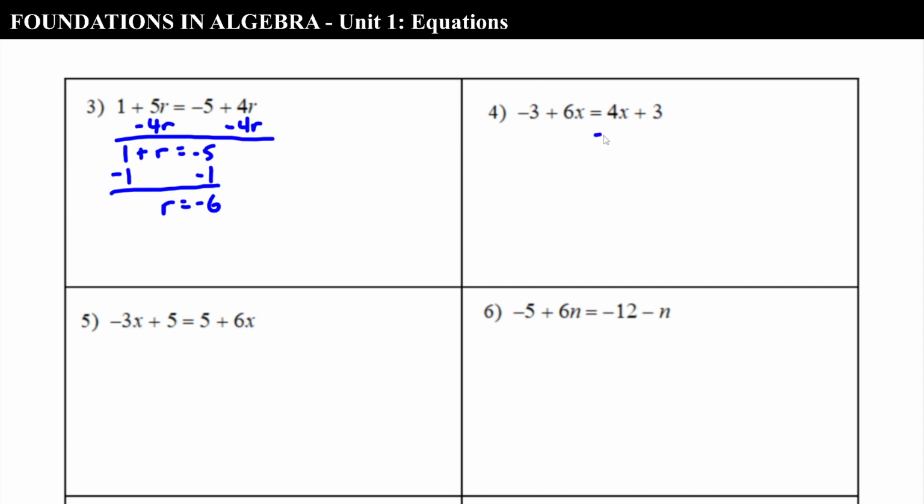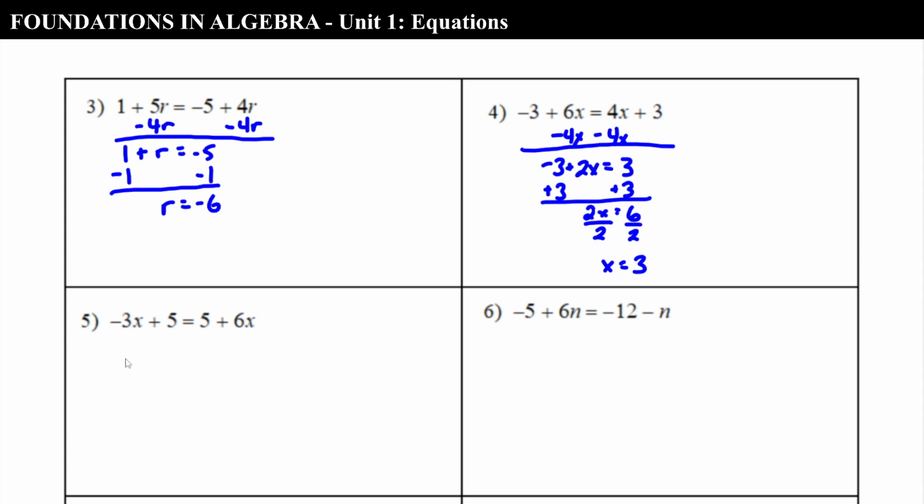For the next one, let's subtract 4x from each side. That's going to give us negative 3 plus 2x equals 3. Then we're going to add 3 to each side. We get 2x equals 6. And divide by 2. So x equals 3.